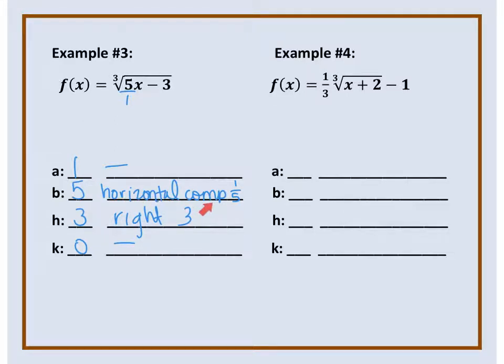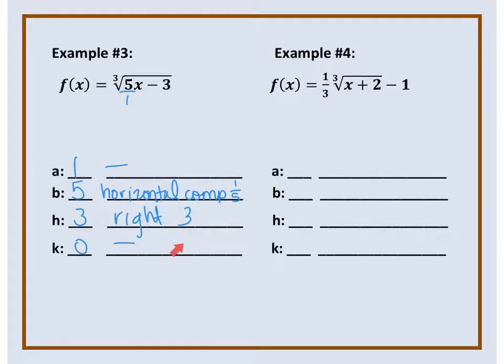So I prefer to flip it first because it helps me to remember, because I know if a is a fraction between 0 and 1, I know it's a compression. So personally, I like to take the reciprocal first because then it helps me remember that it's a compression. And b always causes a horizontal compression. Now, a horizontal compression looks like a vertical stretch. That means the graph is going to get closer to the y, so it gets taller quicker. The h is going to cause your graph to go right 3. And k is 0, so there is no up and down translation.